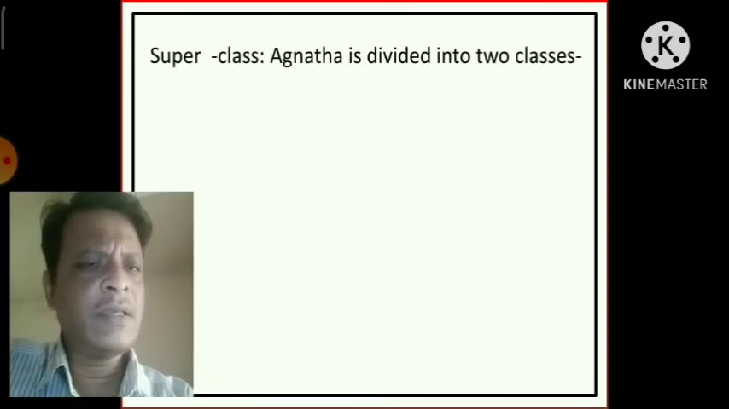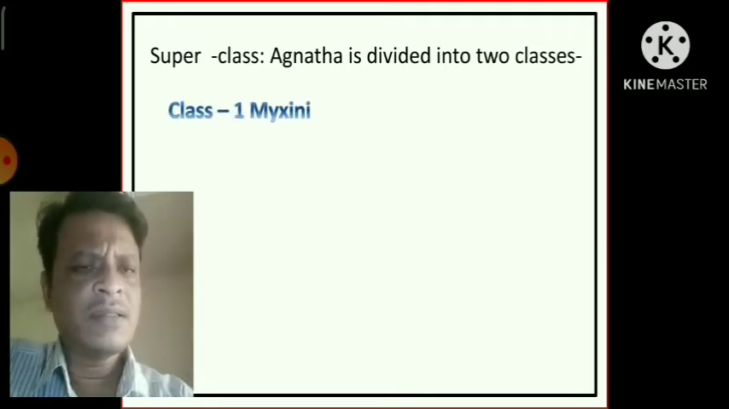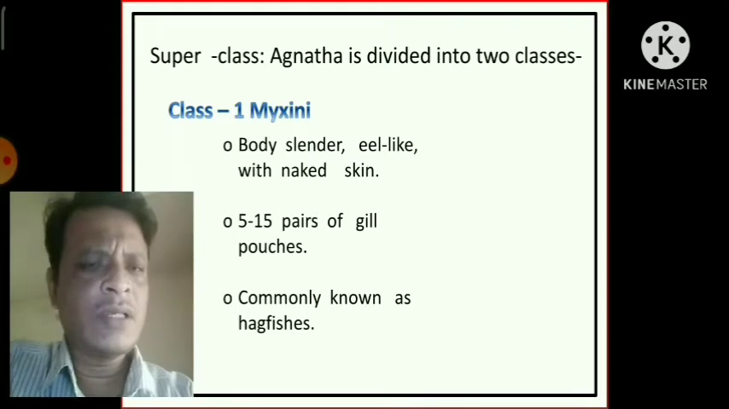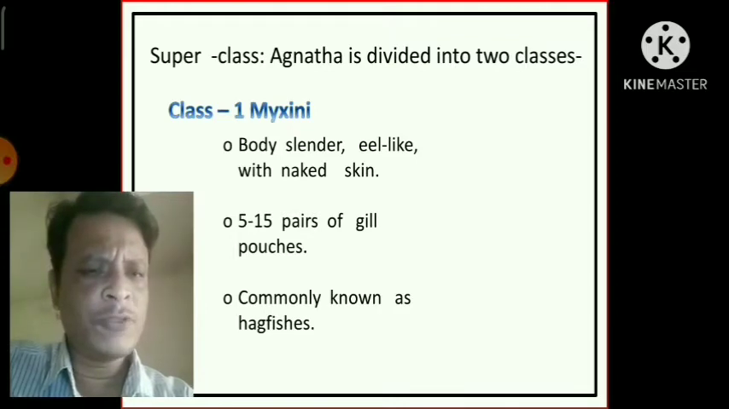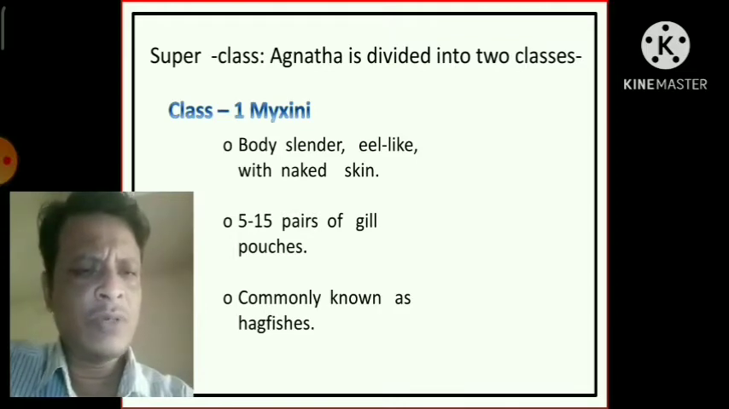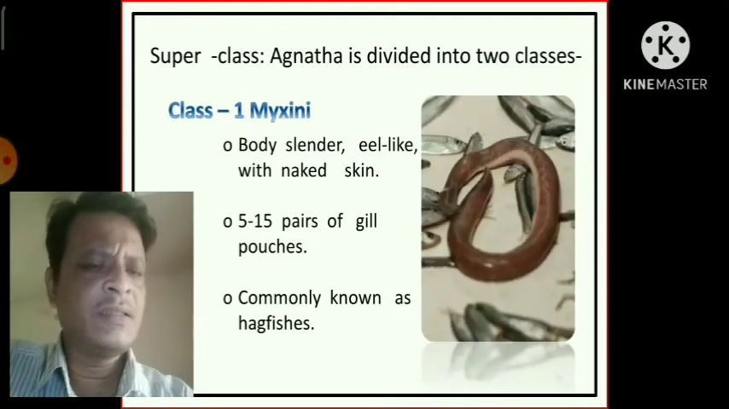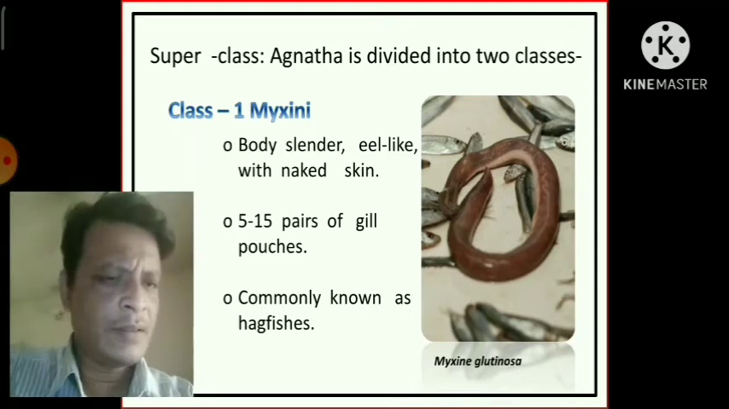The superclass Agnatha is divided into two classes. Number one class is Myxini. Now, some important characteristic features of the class Myxini: the body is slender, eel-like, with naked skin. 5 to 15 pairs of gill pouches are present. They are commonly known as the hagfish. If you look at the figure, this is the hagfish, Myxine glutinosa.